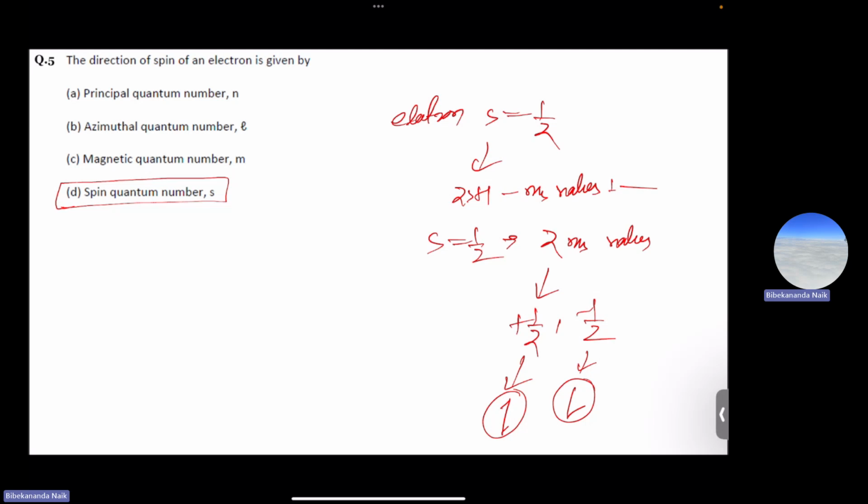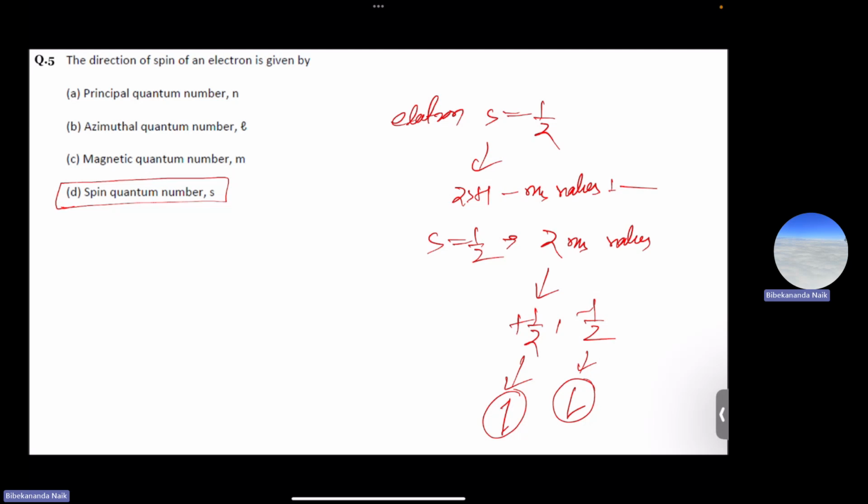What is ms? Whenever an electron is placed in an external magnetic field, the motion of the electron gets affected by the magnetic field, and there are two components of its dipole moment. So one is ms h cross, another is minus ms h cross.